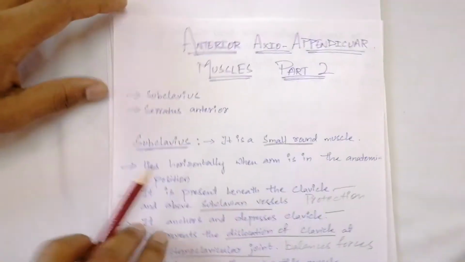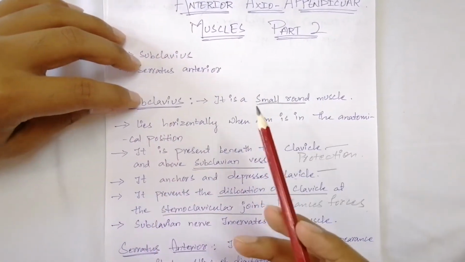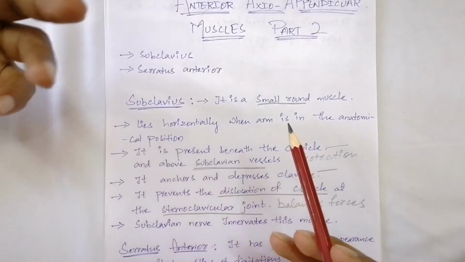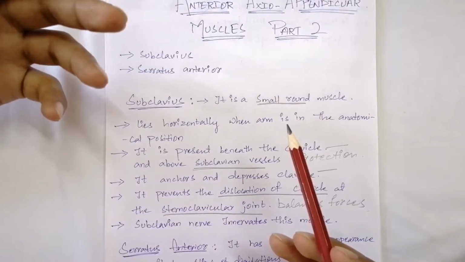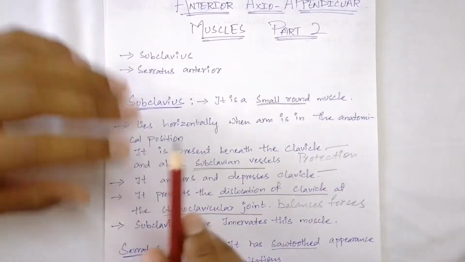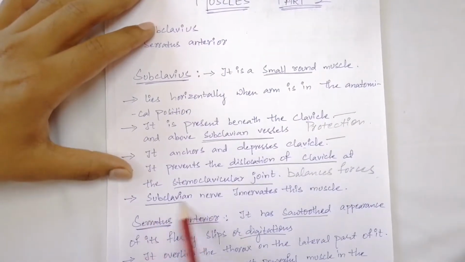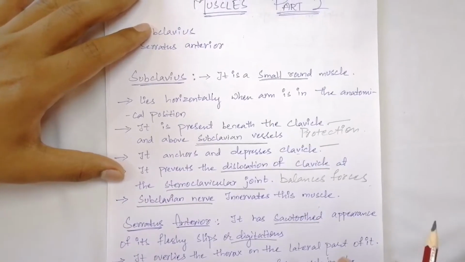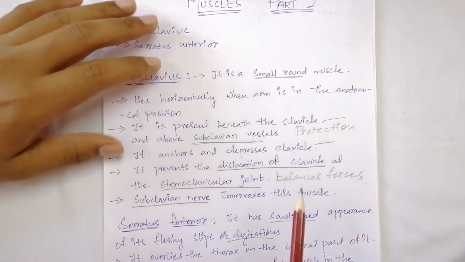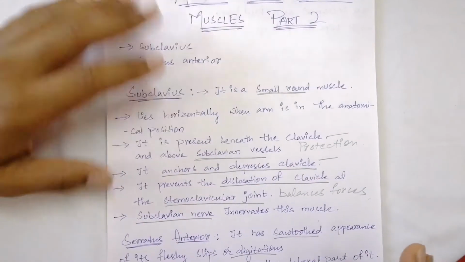Let's see the summary of both muscles, starting with the subclavius muscle. The origin of the subclavius muscle is at the junction of the first rib and its costal cartilage, and the distal attachment, or insertion, is the inferior surface of the middle third of the clavicle. The subclavian nerve innervates this muscle, and the main action of this muscle is that it anchors and depresses the clavicle.